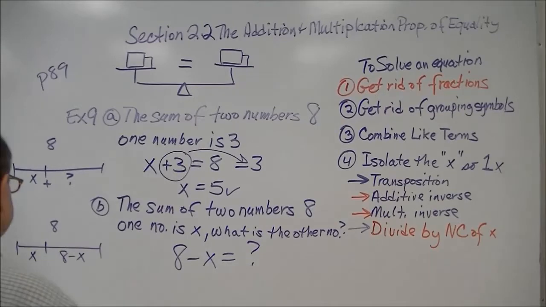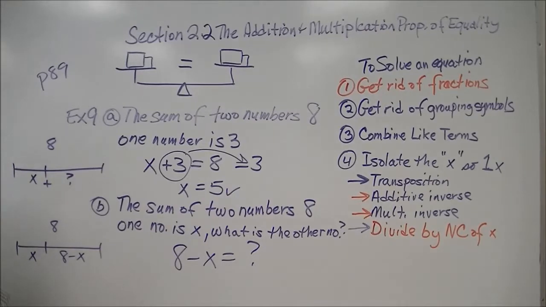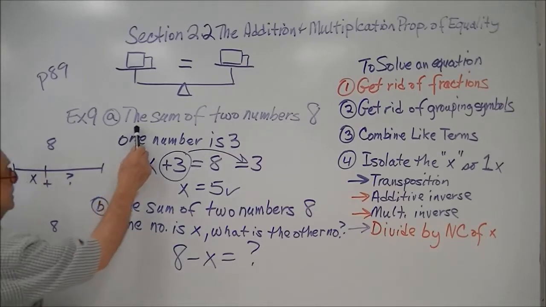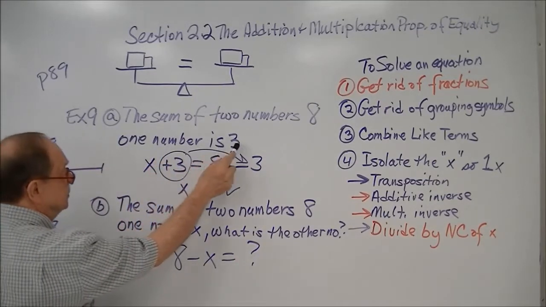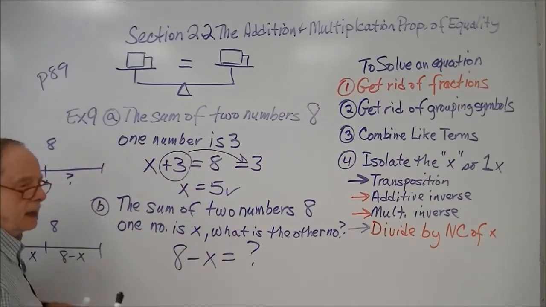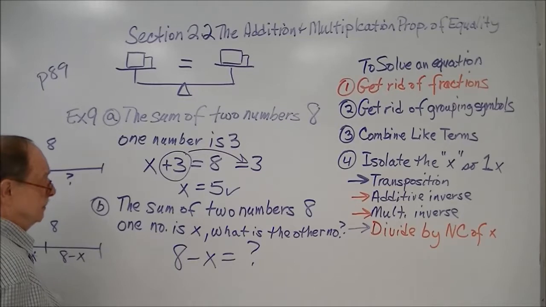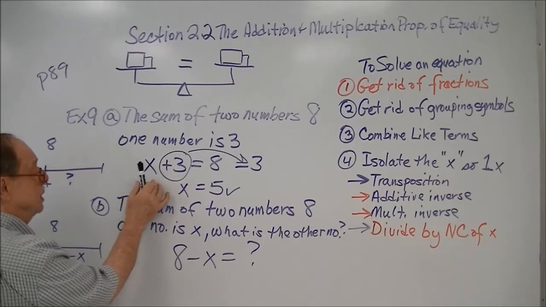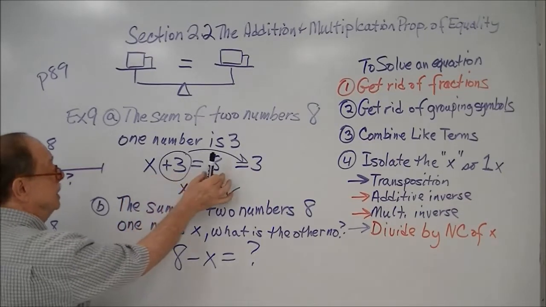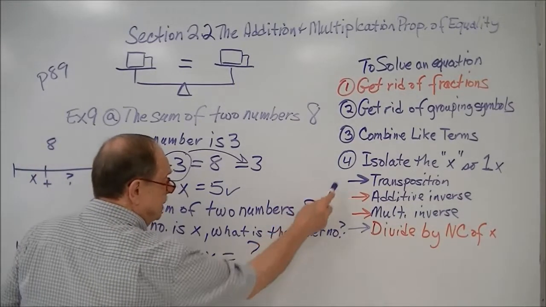Okay, as we go on to example 9, we're going to deal with some word problems. And we did a little bit of this earlier. And here it says the sum of two numbers is 8. One number is 3. How do you put that into an equation to find what the other number is? Well, x's are unknown. We know that the unknown plus 3 is going to equal 8. And I'm going to introduce a new term here. It's on our list.